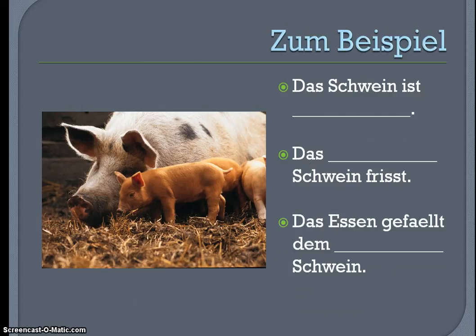One more example together. Das Essen gefällt dem Schwein, so the food is pleasing to the pig, or the pig likes the food. Remember, gefallen is a dative verb, and here I see dem. I know that a neuter word can only be dem in the dative case. So I look down at my chart where I see neuter dative, and I'll have an EN ending. So here I'll have das Essen gefällt dem fetten Schwein.